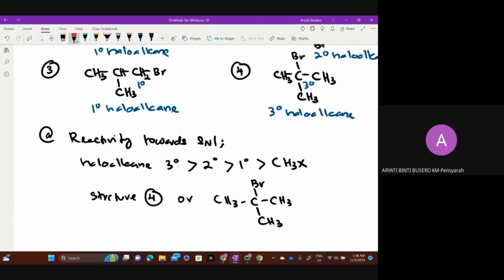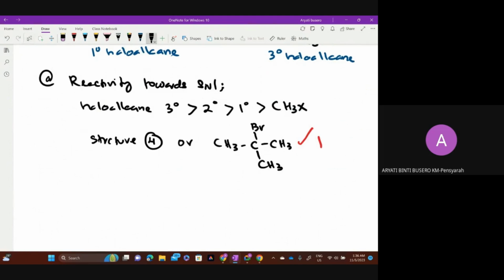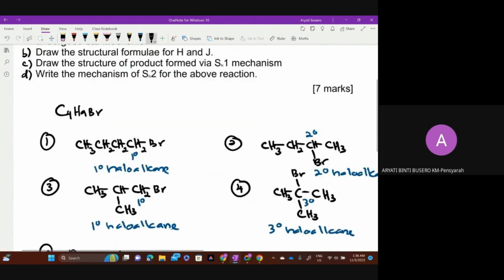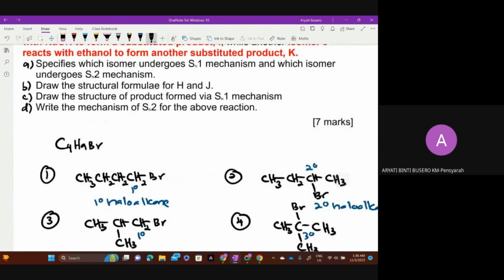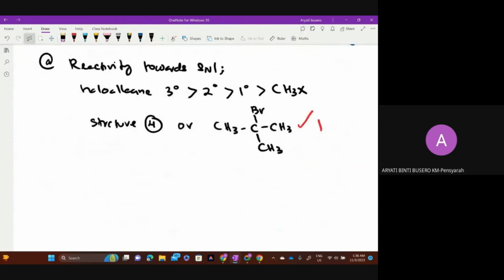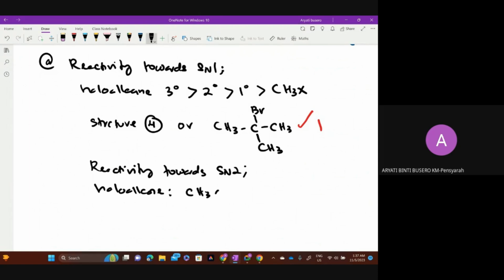Okay, so this one will contribute 1 mark. Okay, kemudian dia kata, which isomer undergo SN2 mechanism. So reactivity toward SN2 mechanism adalah haloalkane, methyl haloalkane, the most reactive compared to primary, compared to secondary, compared to tertiary haloalkane.